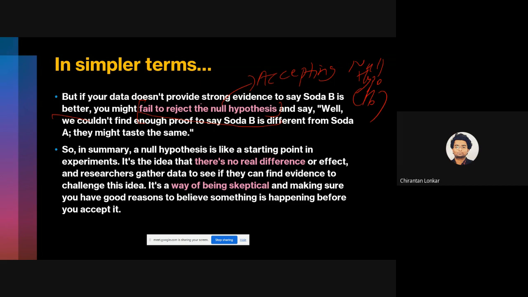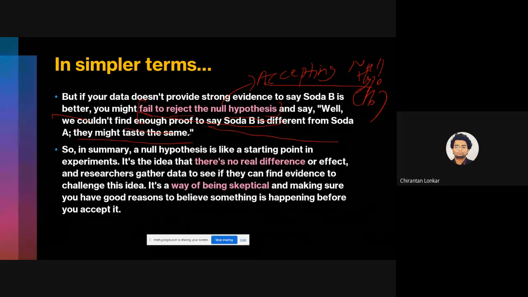So what am I doing? I don't say that I'm accepting the null hypothesis. In statistics, we say we fail to reject the null hypothesis. OK? Which means, well, we couldn't find enough proof to say soda B is better than soda A. They might taste the same.